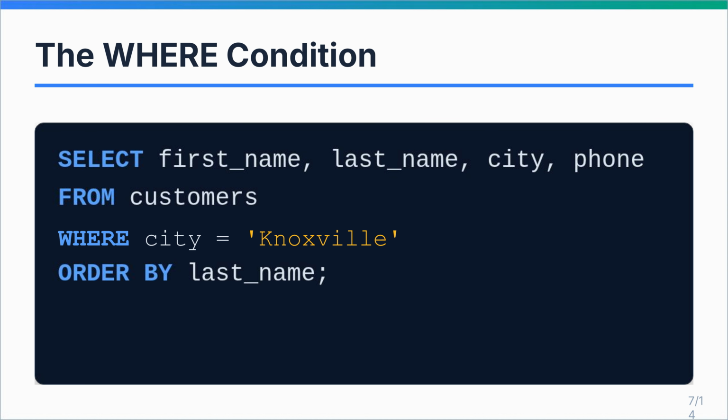And now comes the most important part of real-world SQL, filtering. This is where the where clause comes in. Where lets us narrow the data down to exactly what we want. In this case, we only want customers who live in Knoxville, so we add a where condition that keeps just those rows. I used the SQL editor to execute the query, and here are our results.